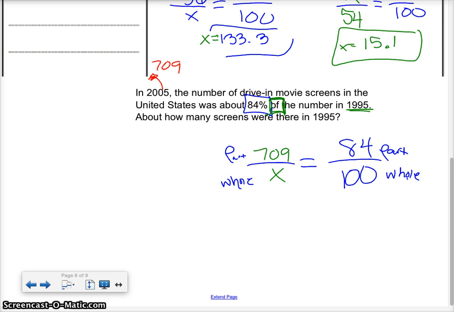Hold on a second. Then you would go through and solve it. And what do we got? 844. 844 screens in 1995, I mean.